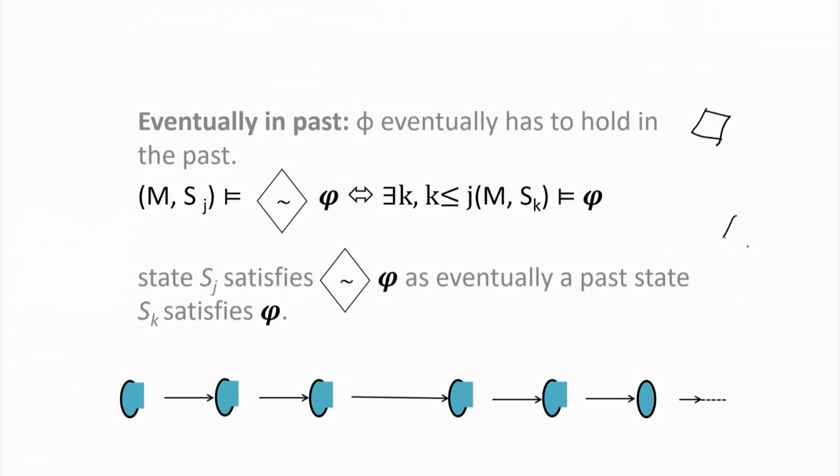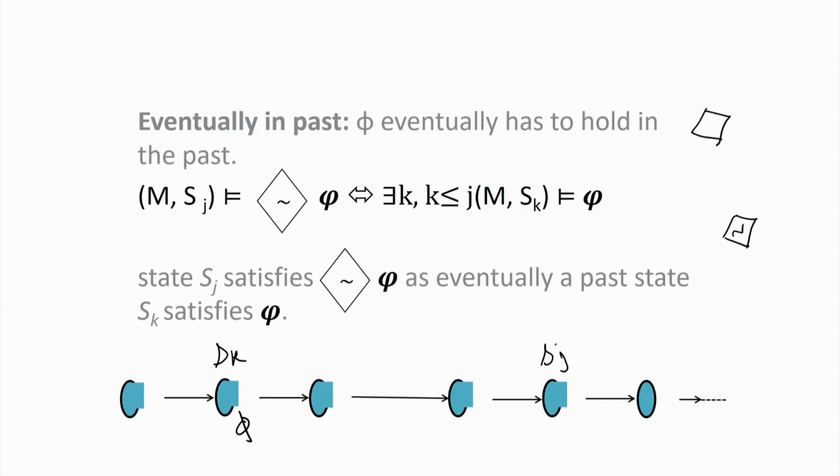So, we are using the same diamond symbol with the tilde inside it. Okay. So, this is the eventually in past. It is also the same notion that we are having, whether it satisfies eventually in past phi. So, if we are in a particular state, say S j, then we are going to look for some previous state S k where phi holds, and we said that in this particular state S j eventually in past phi holds.